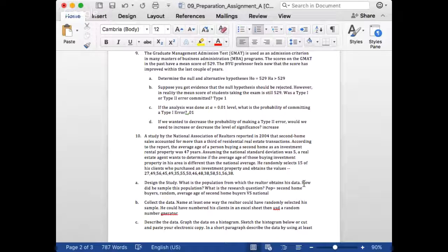So A is designing the study. What is the population from which the realtor obtains his data? How did he sample the population? What is the research question?